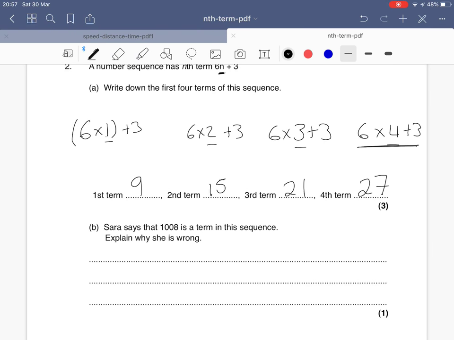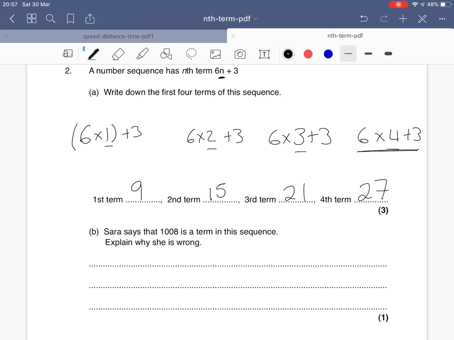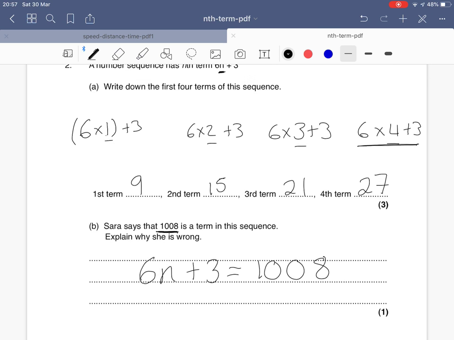Right, Sarah says that 1008 is a term in the sequence. Explain why she's wrong. So they're saying, no, it's not in the sequence. Now, it's only gone up in sixes, so it would take us a very long time to go up to 1008. I've chosen that number on purpose because it would take you ages. So to find if a number's in a sequence, we take the nth term and make it equal to the number they're trying to say is in the sequence.